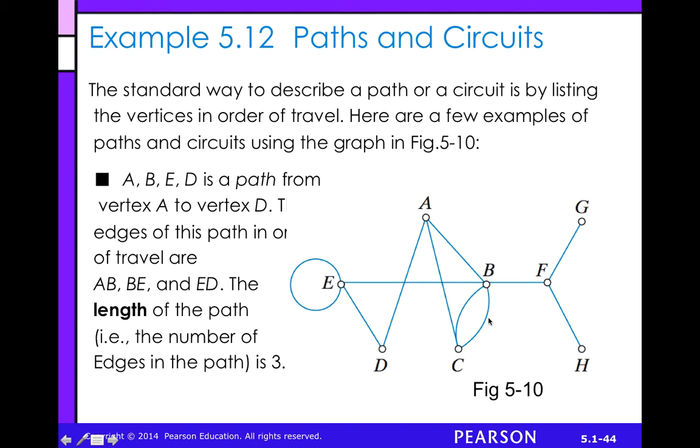Okay, when you take a walk like this, the number of edges in that path is called the length. So A to B, B to E, E to D, we walked three edges, and therefore the length of that path is 3.